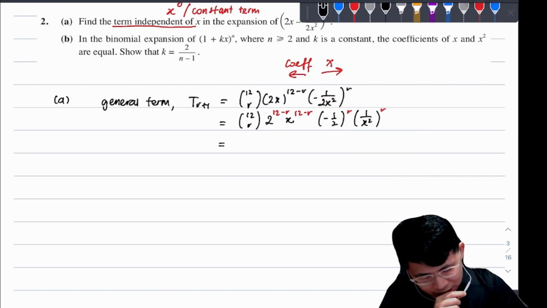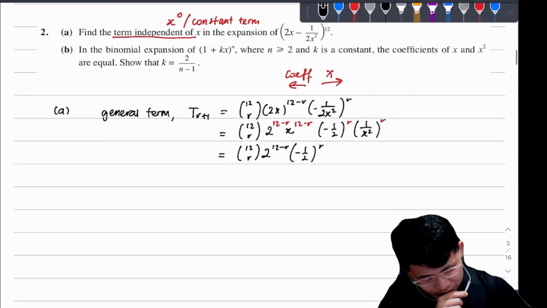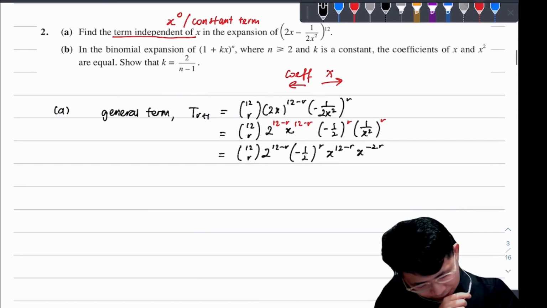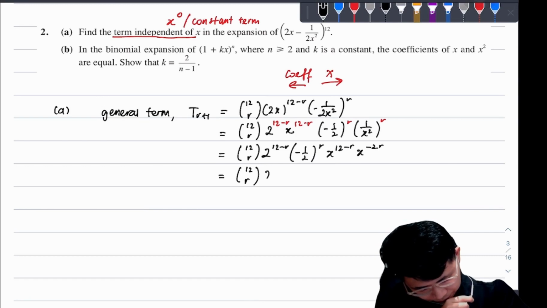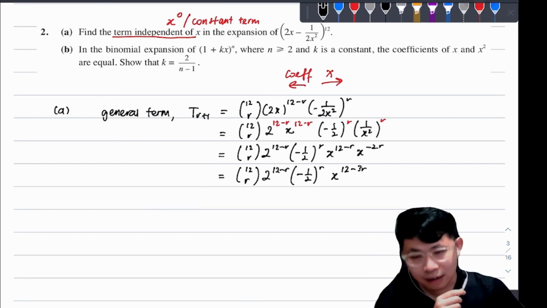So now let's flush all the coefficients to the left: 12 choose r, 2 to the power of 12 minus r, negative half to the power of r. This is what we did earlier. The next one will be x to the 12 minus r, and this one over here is x to the power of negative 2r. Can you see how this works? Now the coefficient in front, I'm just going to leave it there. The x at the back is x to the power of 12 minus 3r all together.